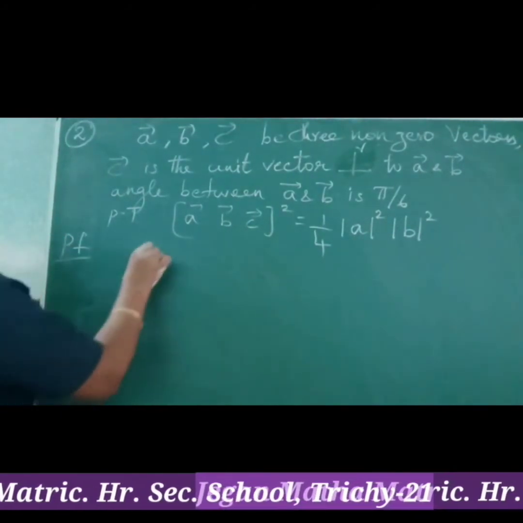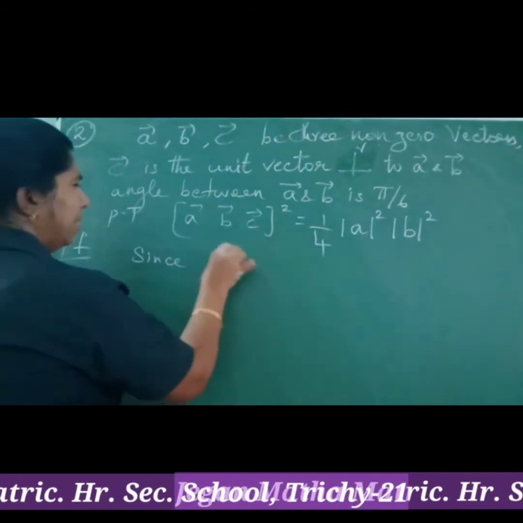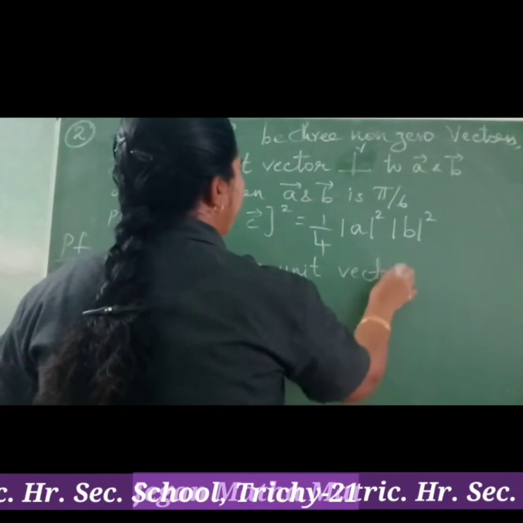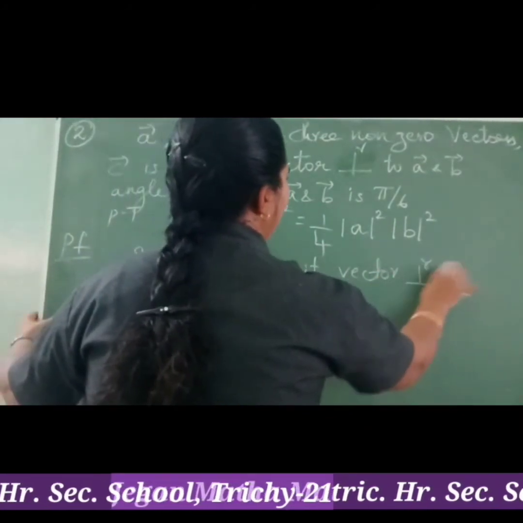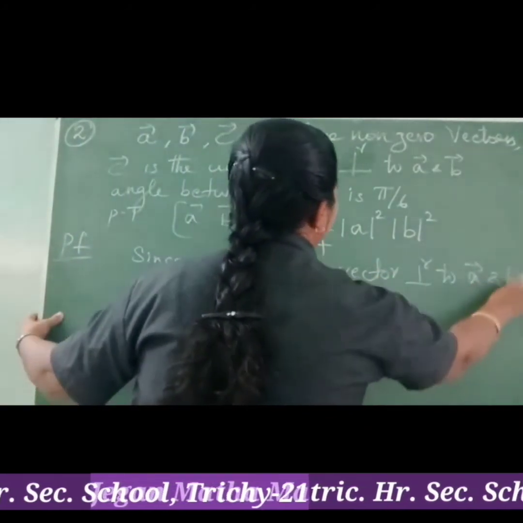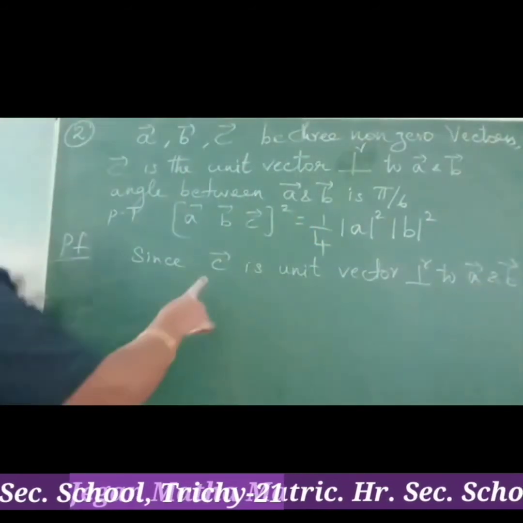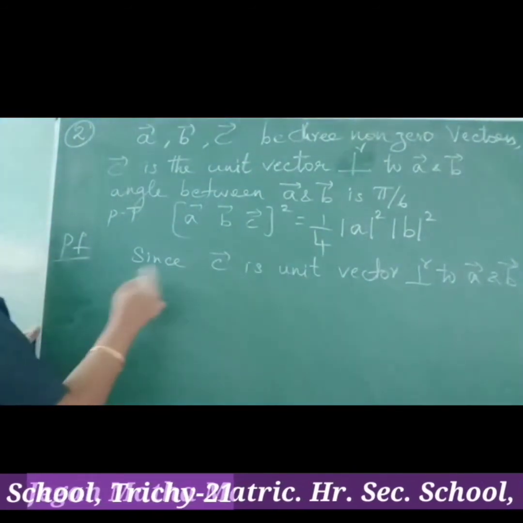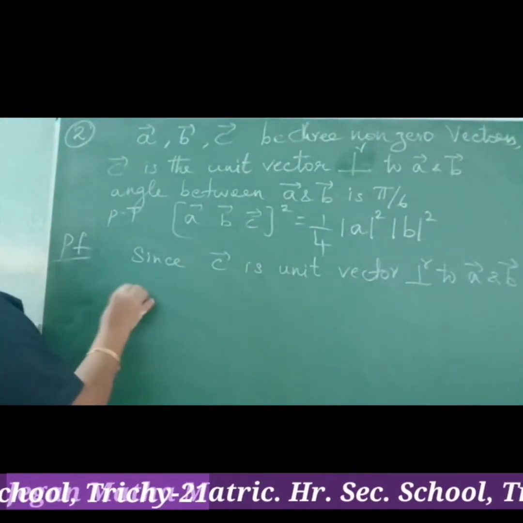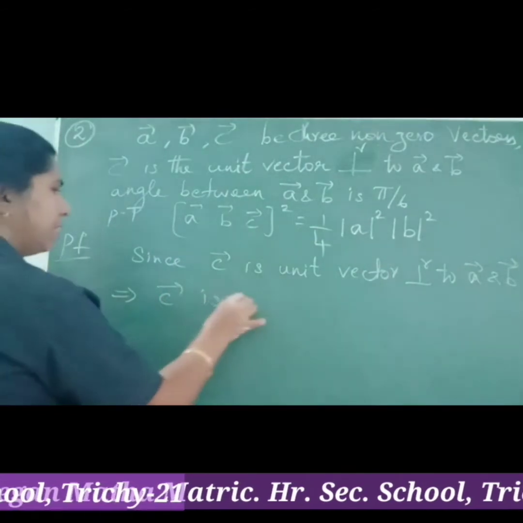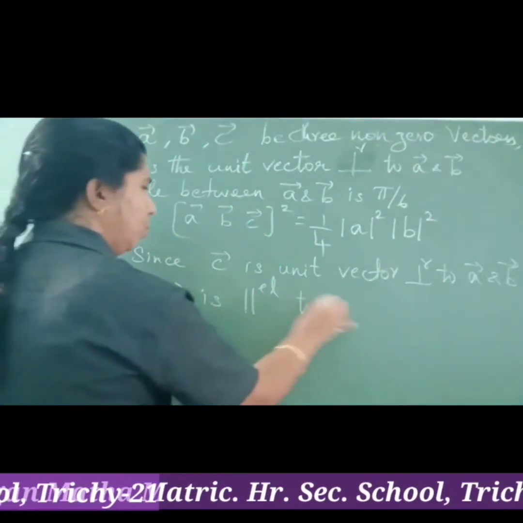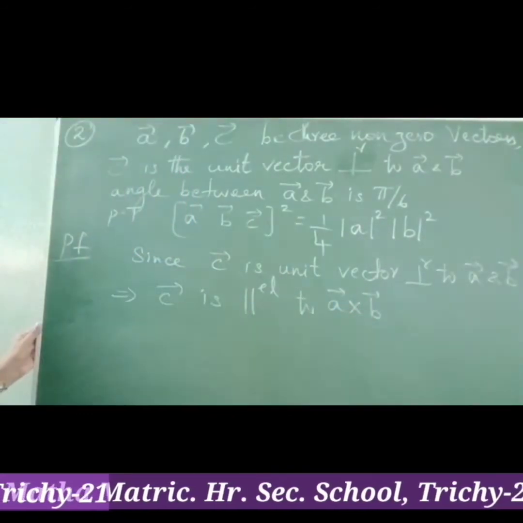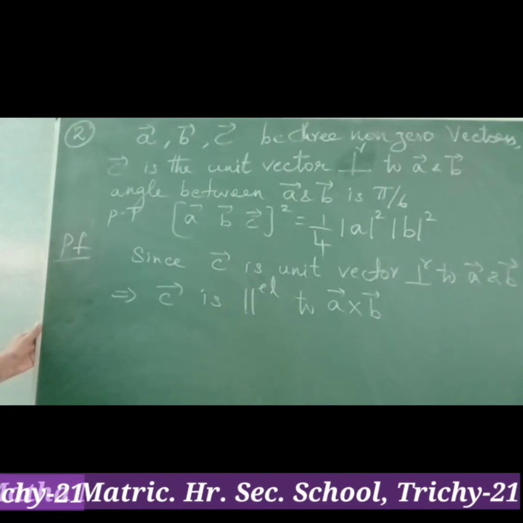Since C is the unit vector perpendicular to both A and B. Any vector perpendicular to two vectors can be written as: C vector is parallel to A cross B.